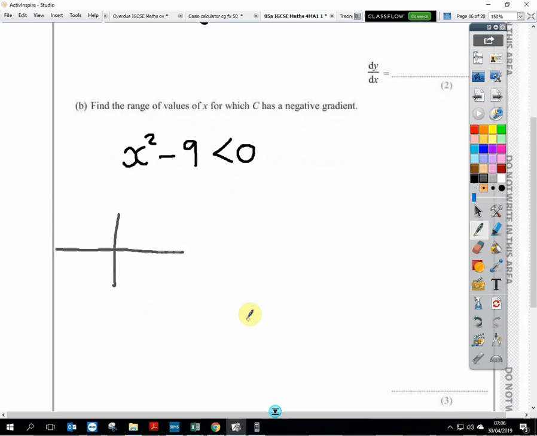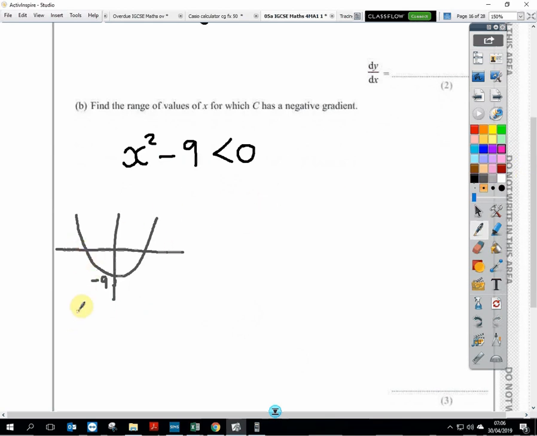Well, what we can do is draw a sketch of the graph x squared minus 9. Now an x squared graph is a bowl-shaped graph like this. However, when it's shifted down by 9, it looks like this. So x squared minus 9 looks like this. It crosses the y-axis at negative 9 and it has a bowl shape.